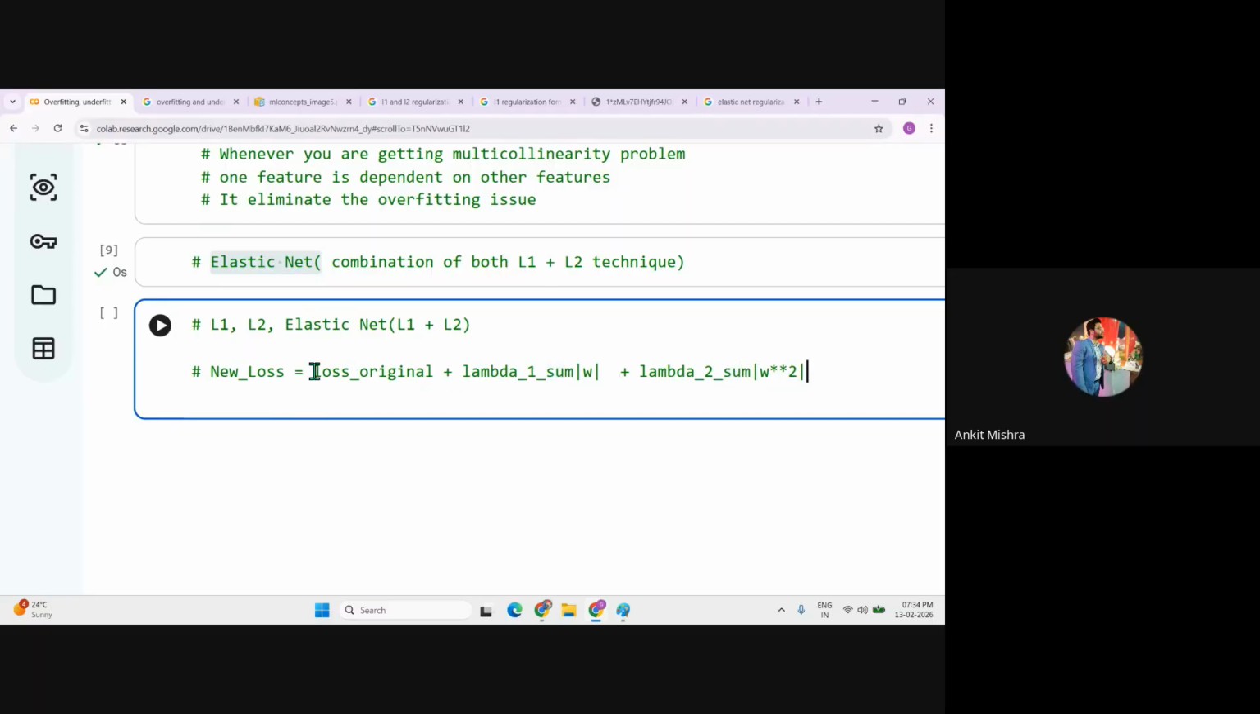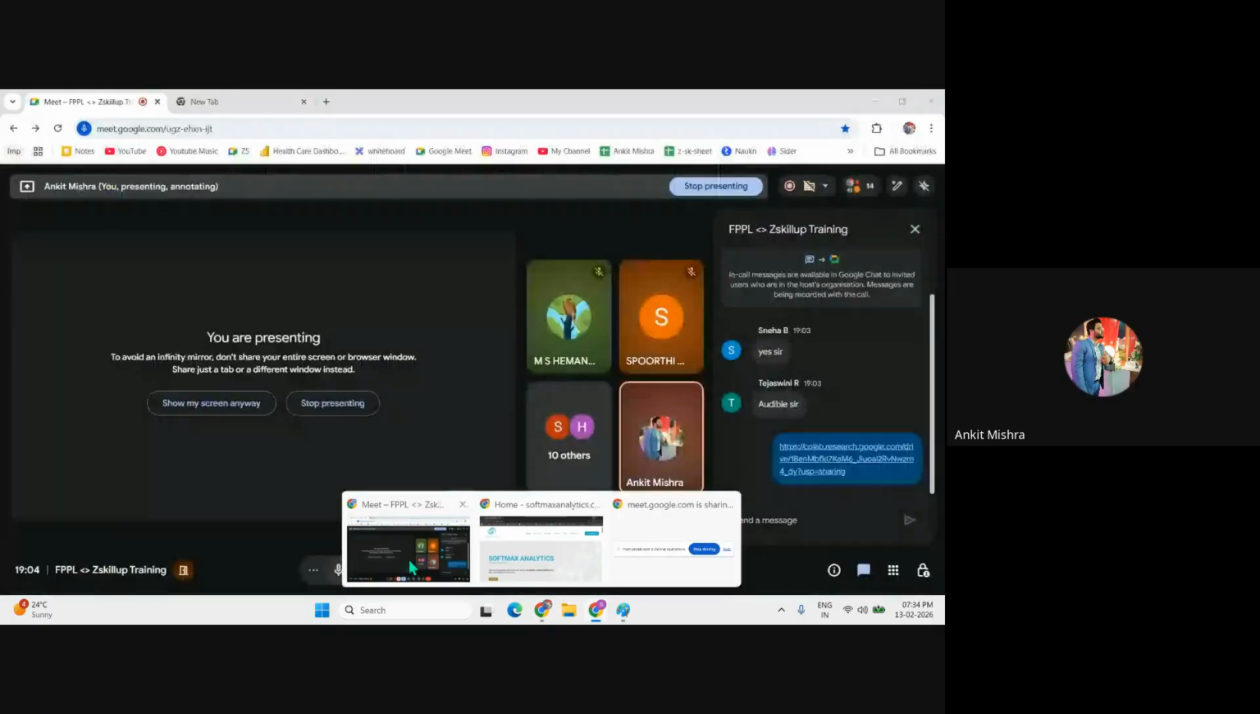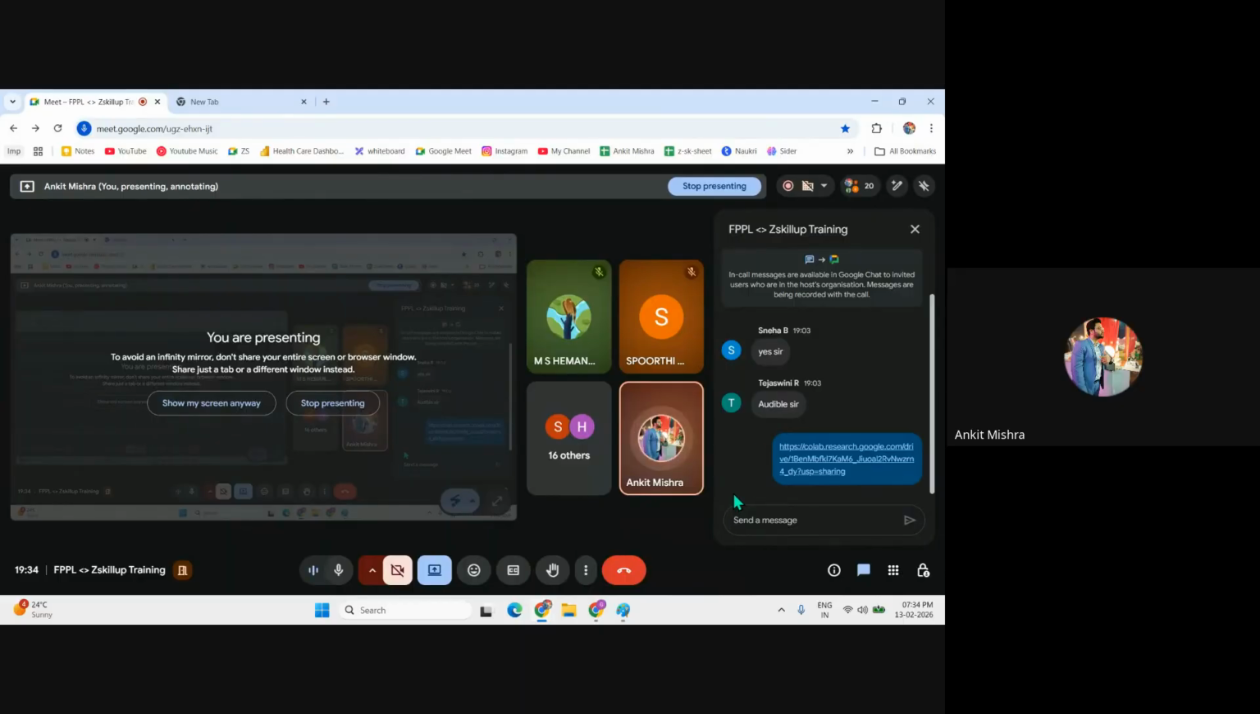And that is the main formula of this new loss in this elastic net concept. I hope everyone is getting my point, guys. Are you getting it now? Is there any issue or any questions with this one?